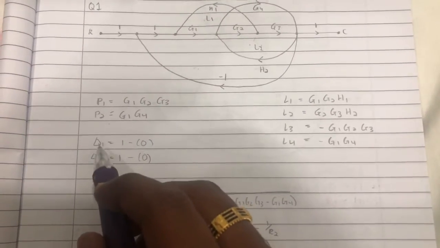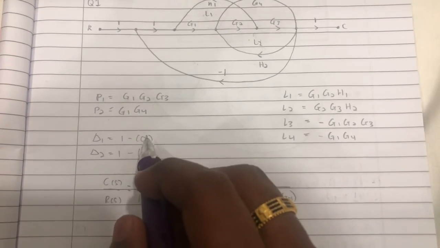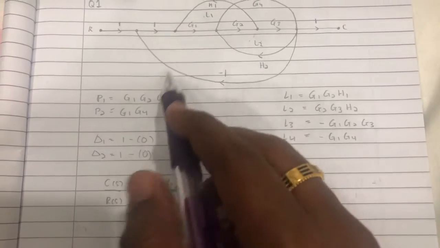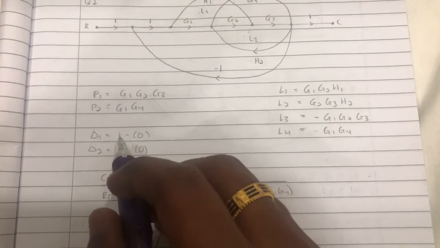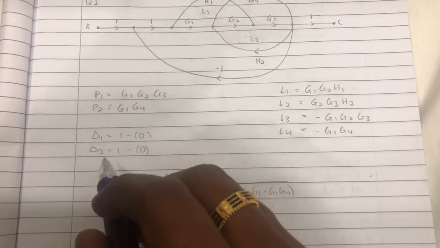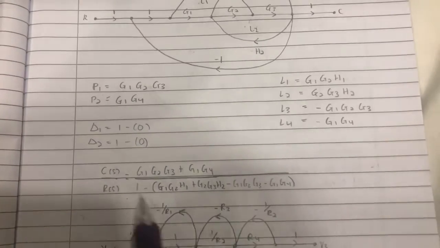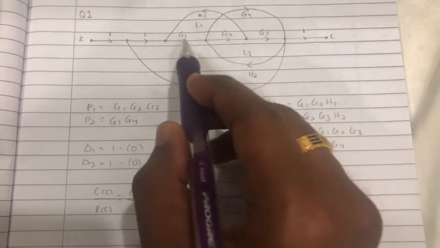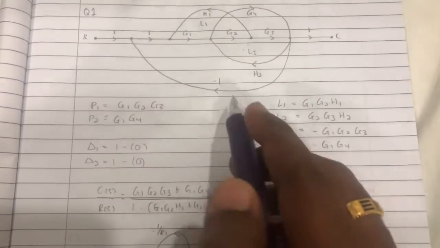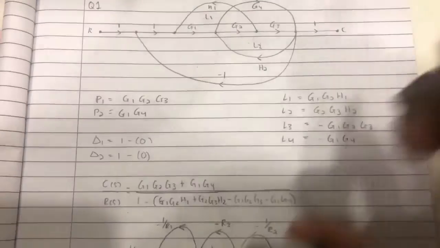For delta 1 and delta 2, there is no separate loop from the paths for path number 1 and path number 2. So the value will be 0, and we get delta 1 and delta 2 as 1 and 1. As you can see, this is the transfer function. This is the combination of the loops we obtain, and since all the loops are connecting to each other, there are no non-touching loops, so we can finalize our transfer function as this.